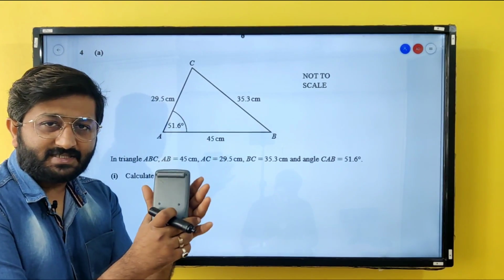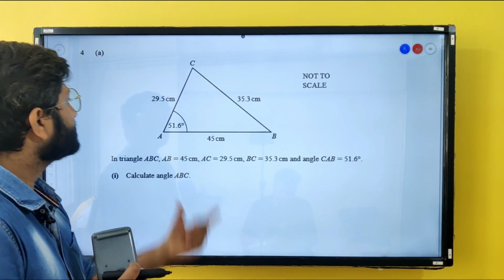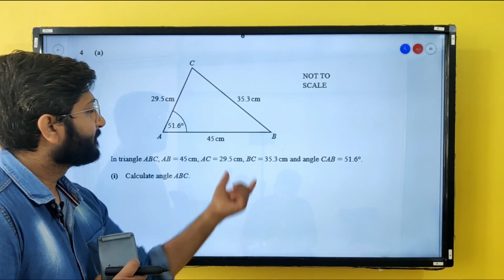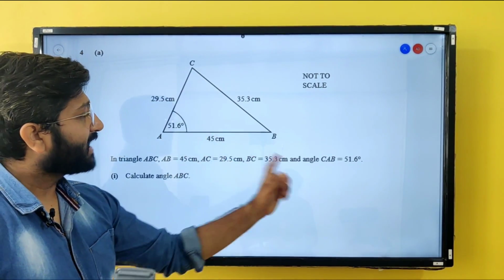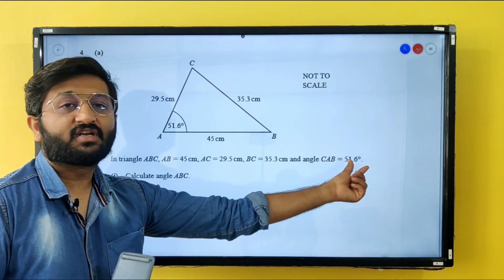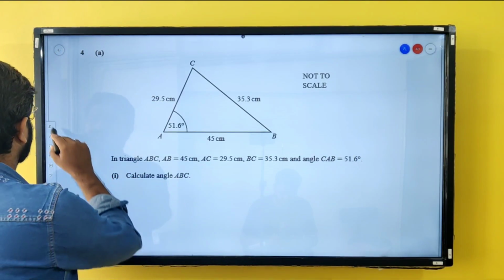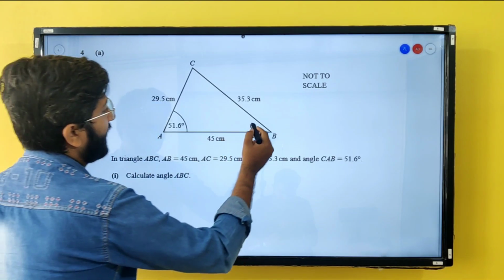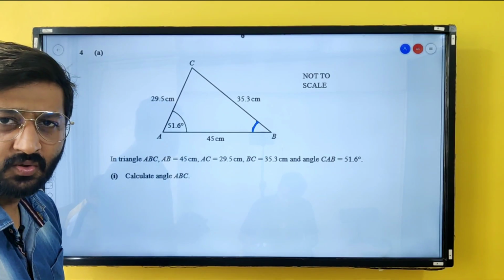In triangle ABC, we have AB is 45 centimeter, AC is 29.5 centimeter, BC is 35.3 centimeter, and angle CAB is 51.6 degrees. Calculate the angle ABC. We are supposed to find angle ABC. So we can use the sine rule here.